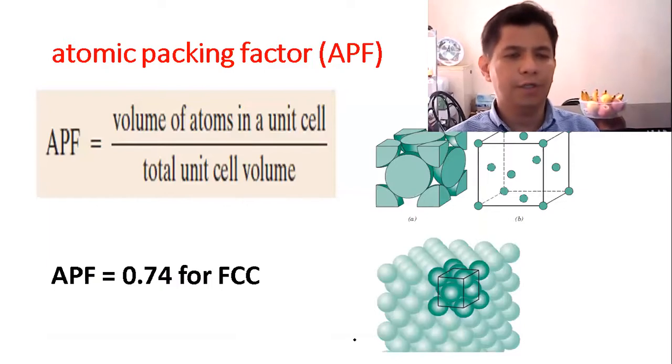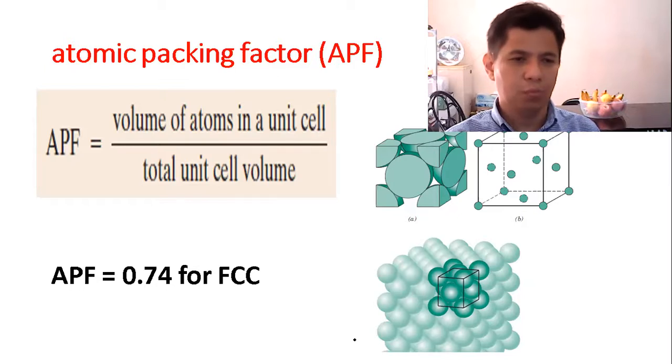Okay. So another property of crystal is the atomic packing factor, or APF. So APF is defined as the volume of atoms in a unit cell divided by total unit cell volume. So yung total unit cell volume, yun yung A cube na dinerive natin kanina. Yung 16, just remember that? 16 R cube times square root of 2. Tapos yun namang volume of atoms in a unit cell.